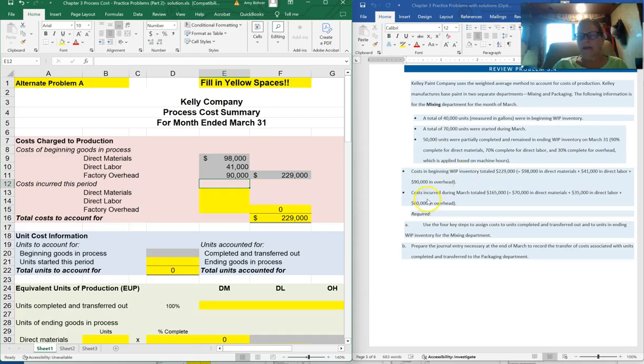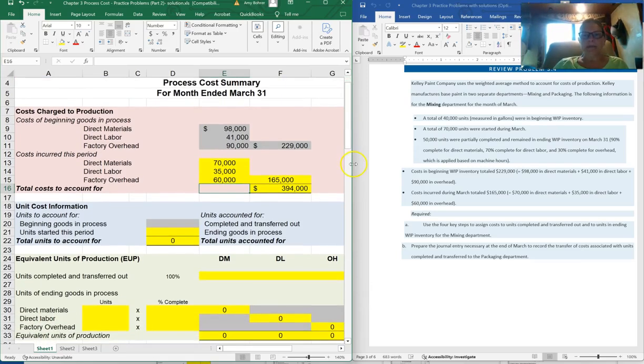And then the next line tells us what costs were incurred during March, a total of $165,000. So it says $70,000 for direct materials. Oops, not 70. $35,000 for direct labor. My 3 is sticking on my computer. And $60,000 for overhead. And that should total to the 165, and the line above it should be 229. So these are the total costs that we have to account for when we divide all the units out.